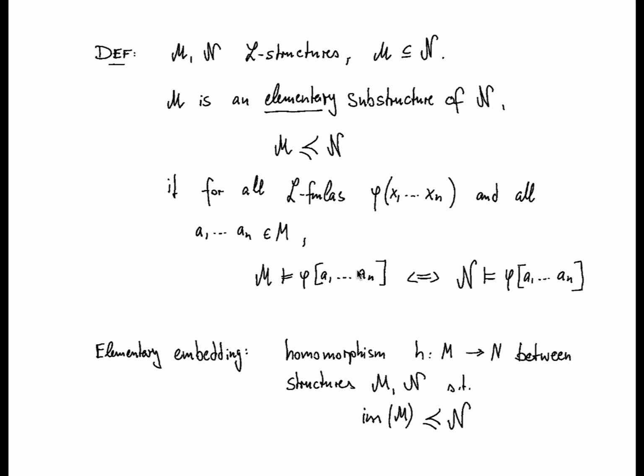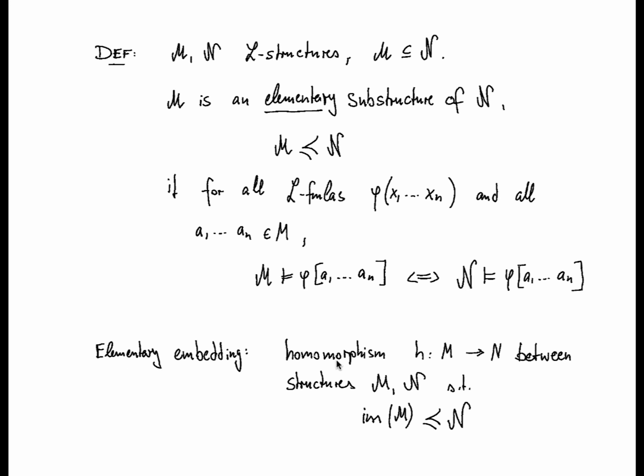Okay, but then the property here is definitely stronger than being just an elementary equivalence, because we now can also look at formulas that are not sentences, but just formulas, and also plug in values from the smaller structure and look at the satisfaction relation with respect to those formulas between M and N. We can extend this, of course, away from substructures to consider the notion of an elementary embedding.